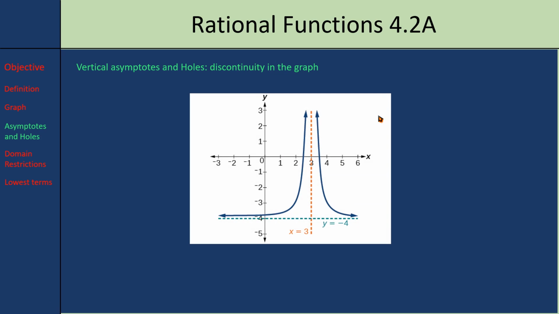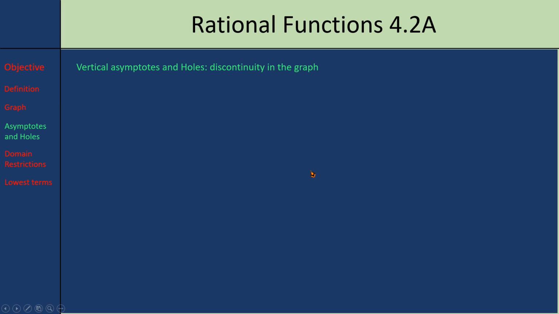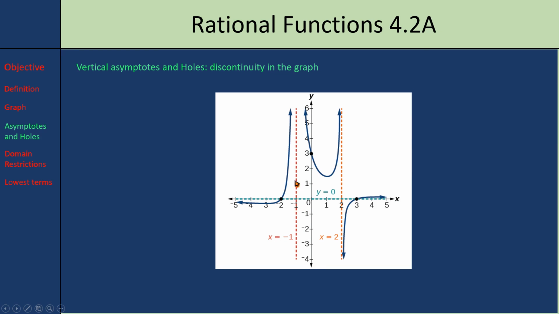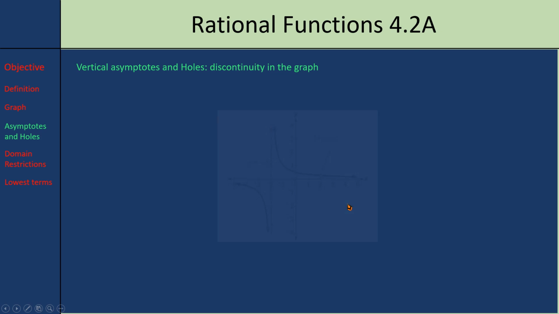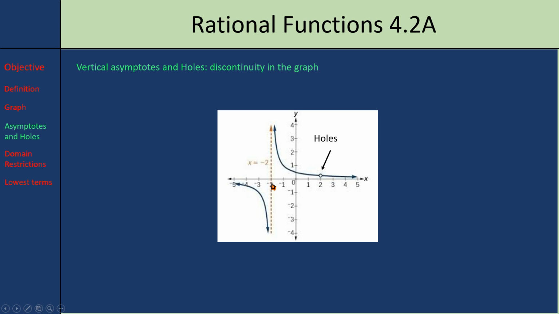Okay, so here in the first graph, there is a vertical asymptote, so the graph is discontinuous when x is 3. You see how it doesn't connect, so it's discontinuous at 3. And in this graph, it's discontinuous at -2 and at 2. See? In this one here, it's discontinuous at -2 because there's an asymptote here, and it's discontinuous at 2 because there's a hole here.